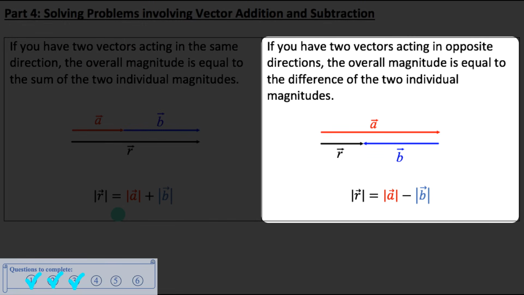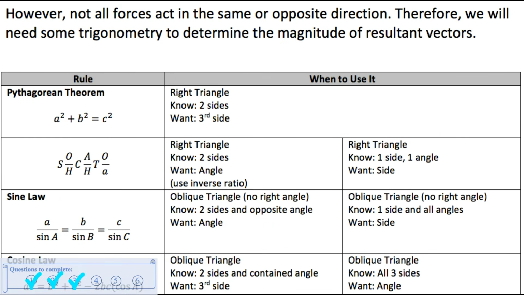If we have 2 vectors acting in opposite directions, the magnitude of the resultant would just be equal to the difference of the 2 individual magnitudes. Not all forces act in the same or opposite direction, however. So if we're trying to find magnitudes of resultant forces, we're going to have to remember some trigonometry rules. If we have a right angle triangle, rules that might be useful are the Pythagorean theorem, which tells us the sum of the squares of the shorter 2 sides equals the square of the longer side.